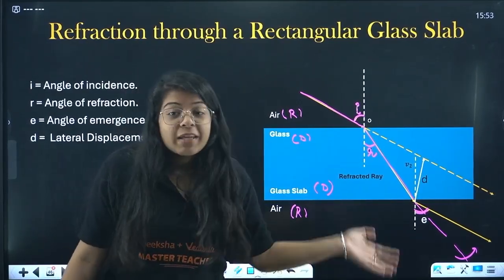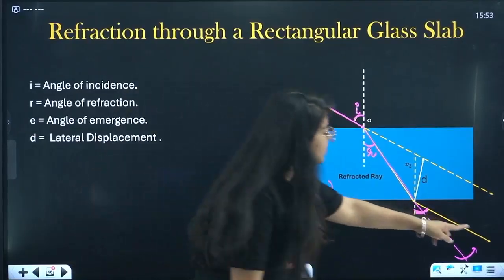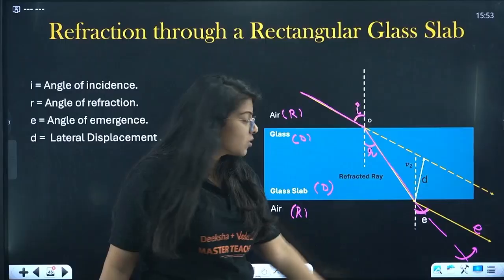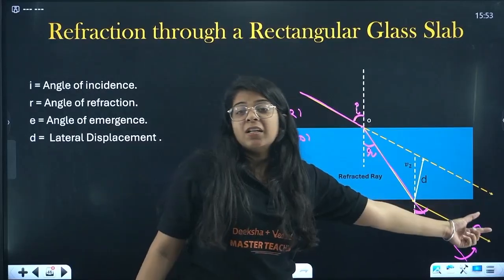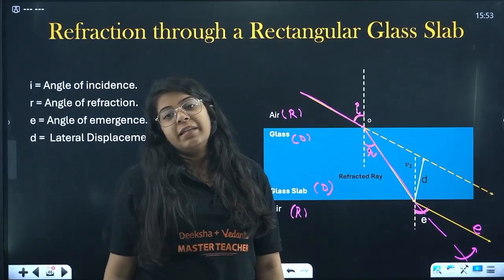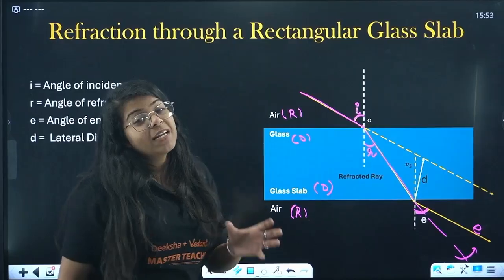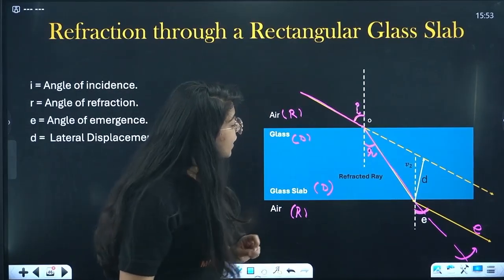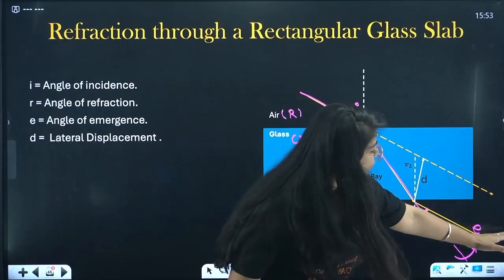So it will be called emergent angle, and this ray will be called emergent ray. This will be called angle of emergence, and that will be your emergent ray. Now a very interesting thing you will notice from here. Let's say you're looking from here.